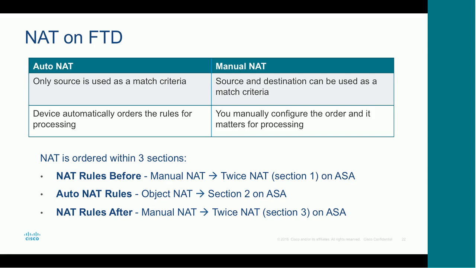So first the device checks the rules from section 1, then section 2, and finally the third one until a match is found. When configuring manual NAT rules, you need to make sure that the specific rules come before more generic rules, because in NAT rules before and NAT rules after sections, rules are applied on a first match basis in the order they appear in the configuration. In AutoNAT rules section, static rules will be processed first, then dynamic rules.